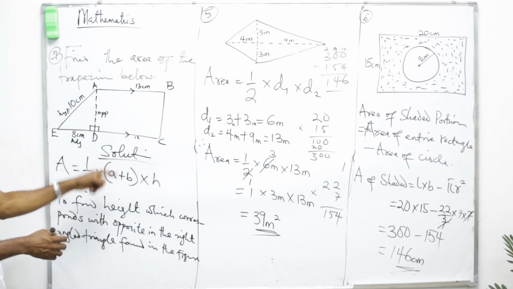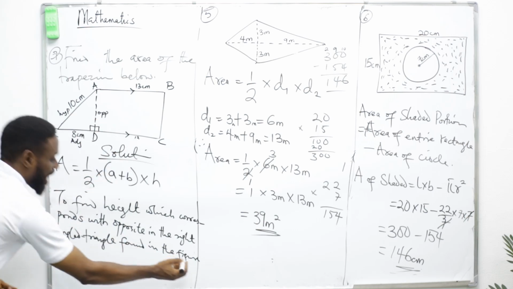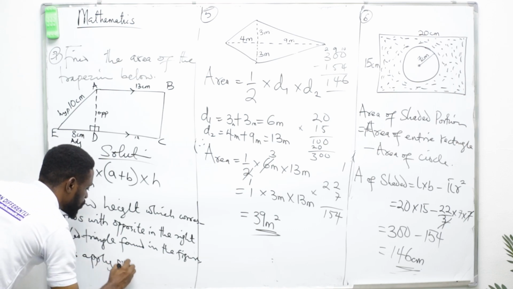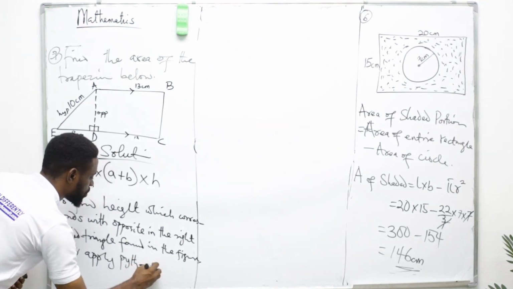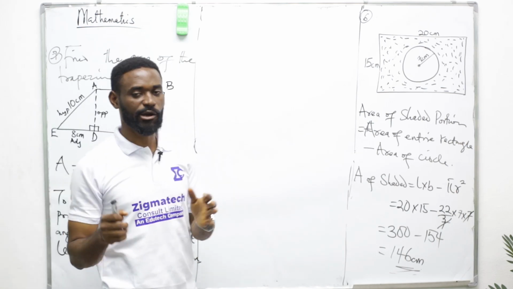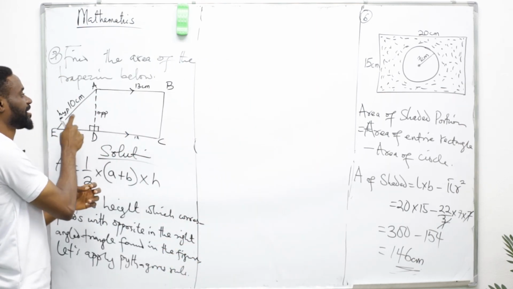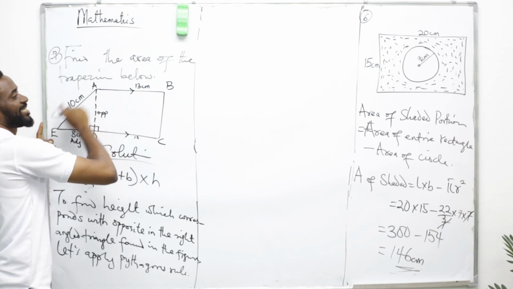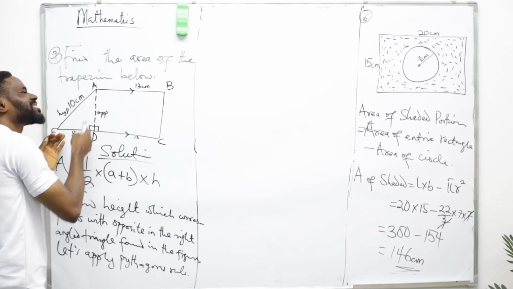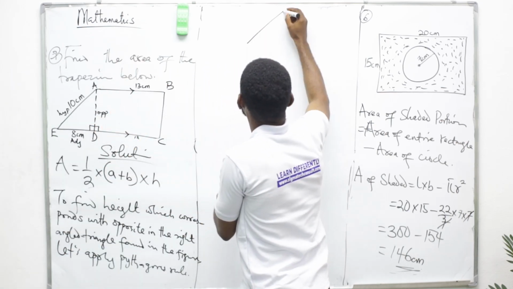Okay, so I said to find the height, this place which corresponds to the height in the right angle. Okay, let's apply Pythagoras rule. Now, the Pythagoras theorem states that in a right angle triangle like this, the square on the hypotenuse side is equal to the sum of the squares of the other two sides of the triangle.